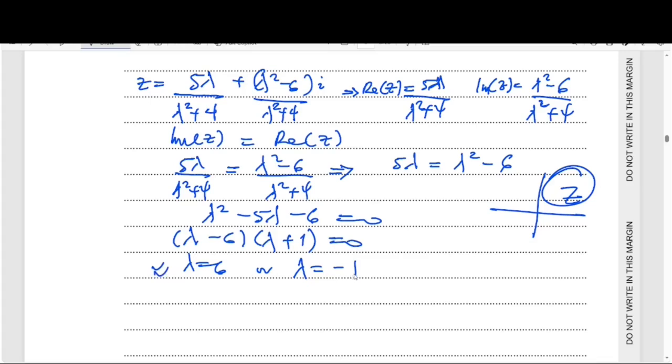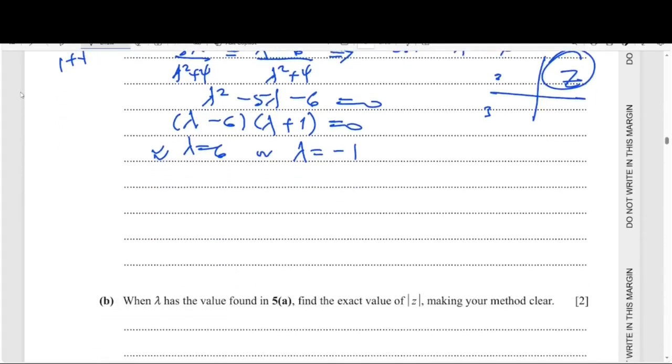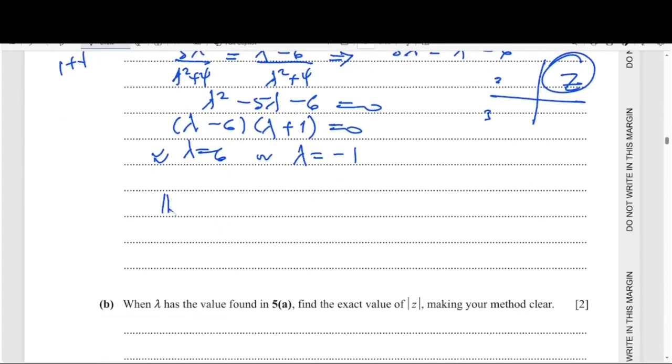However, when we pick lambda equal to negative 1, you substitute into the real part and you have negative 5 over 1 plus 4, giving us negative 1. Negative 1 on the real part means we are somewhere in the second quadrant or the third quadrant, which cannot be the case for a complex number whose argument is 45 degrees or 1/4 pi. Therefore, we can conclude that lambda is equal to 6 and not negative 1, because only 6 gives us z in the first quadrant.